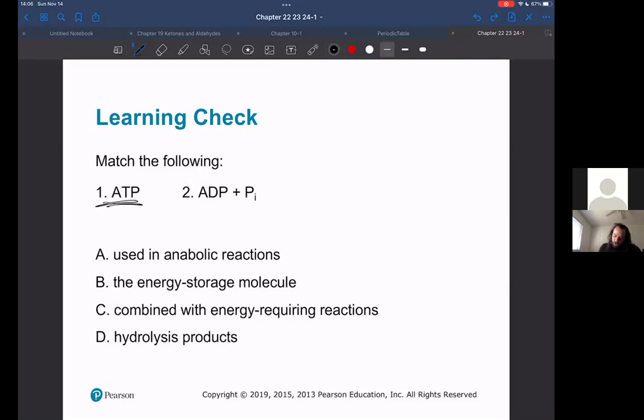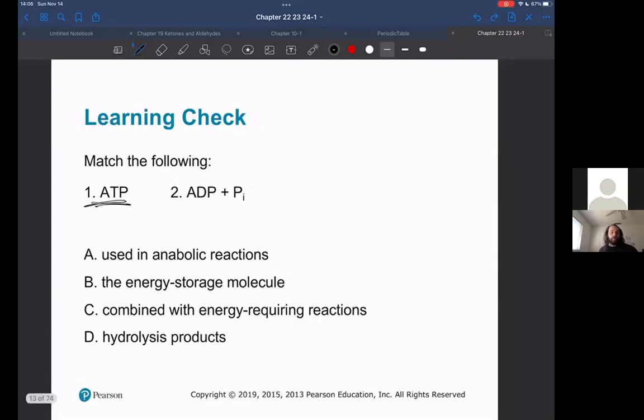So which one of these is used in anabolic reactions? Remember, anabolic reactions require an input of energy. So that would be ATP. The energy storage molecule, yes, again, that's ATP. When we talk about creating energy, storing energy, we're storing that in the form of this ATP molecule, right?